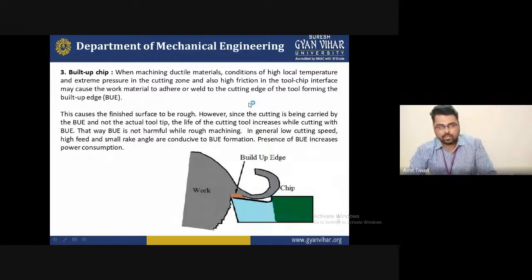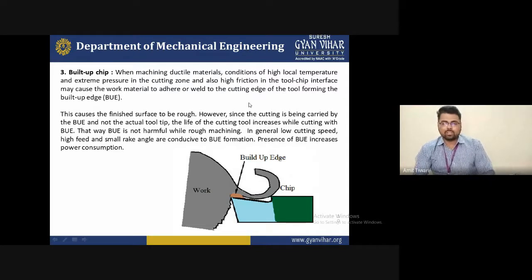The next one is the built-up edge chip. The built-up edge chip is also a form of continuous chip, but some different parameters are responsible for generating this type of chip. What generally happens when machining ductile material is that conditions of high local temperature and extreme pressure in the cutting zone, and also high friction at the tool-chip interface, may cause the work material to adhere or weld to the edge of the tool, forming the built-up edge. This causes the finished surface to be rough.